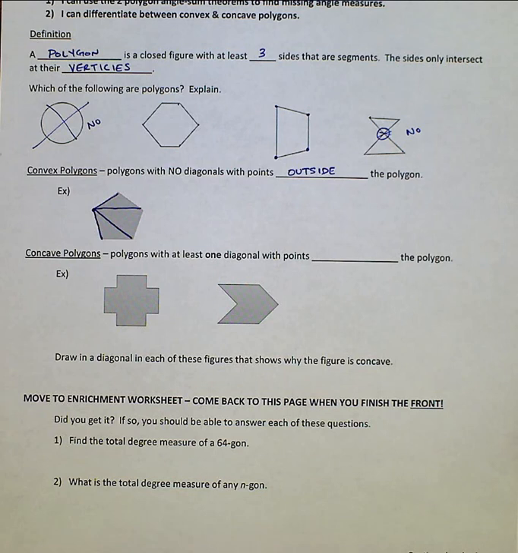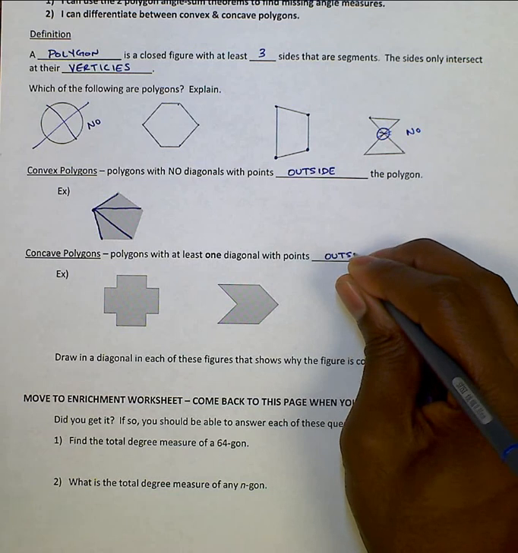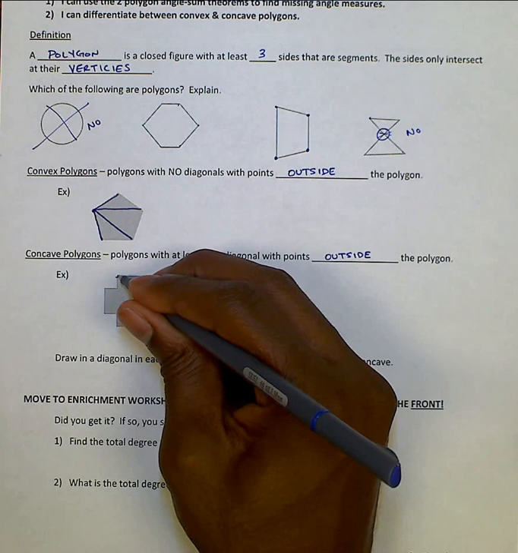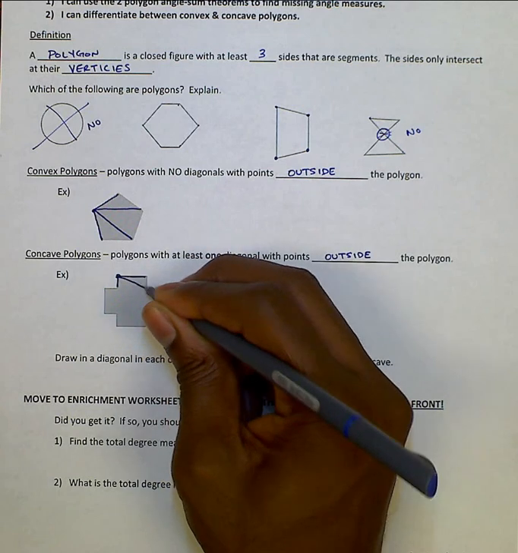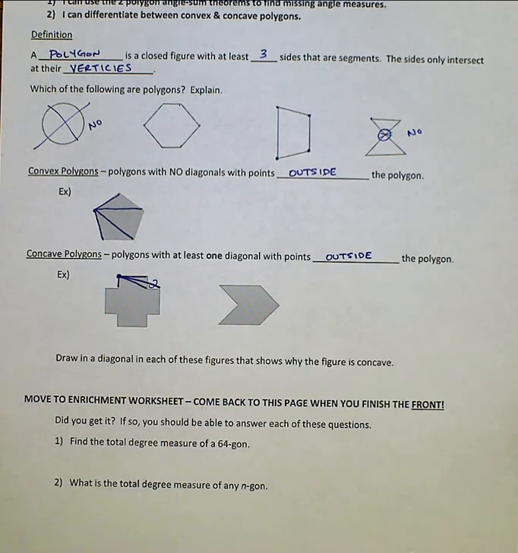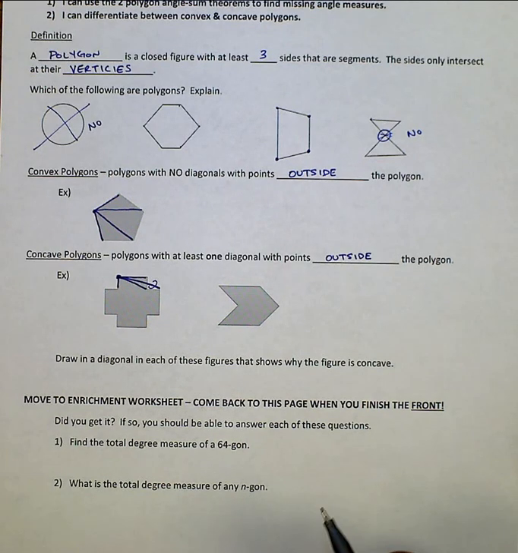Concave polygons are polygons with at least one diagonal with points outside the polygon. And so as we look here, we try to draw our diagonals from this point, working great. And now, notice that we had to go outside the polygon. So we know that this is not a convex polygon. As long as there's one, it is a concave polygon.